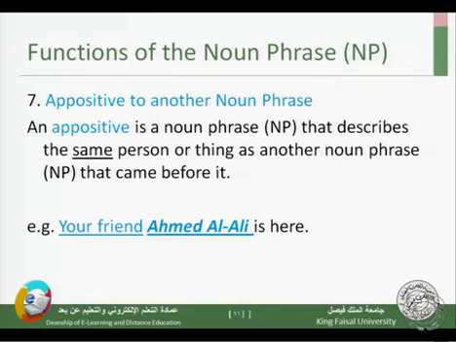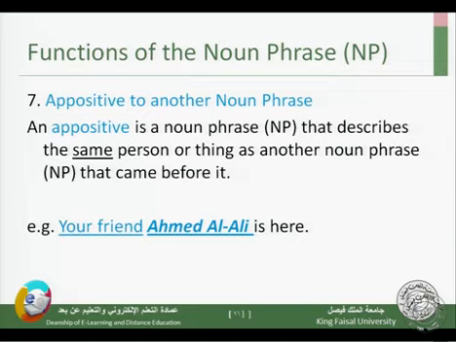Okay, so an appositive to another noun phrase. We will define appositive here. An appositive is a noun phrase, NP, that describes the same person or thing as another noun phrase that came before it. So we have two noun phrases, one after the other, and they both refer to the same person. There is nothing between the noun phrases. There is no and or but or anything. They come right after each other, and they refer to the same person or the same thing.